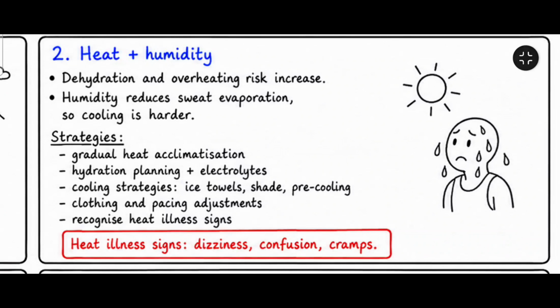So the strategies to combat these impacts is obviously being acclimatized, which you can do by gradually exposing yourself to these environments, planning your hydration and taking enough electrolytes, cooling strategies like using ice towels, using shades and pre-cooling, having the appropriate clothing, and pacing / intensity adjustments, and recognizing any symptoms early, such as dizziness, confusion, cramps, and so on and so forth.